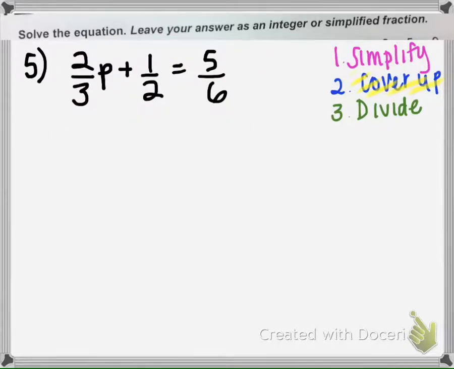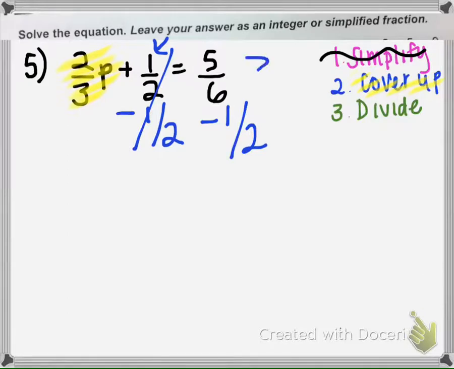All right, last question here. So this problem has all fractions within it. One way to do this is you can follow the steps that we've been following, which we can't simplify this, so we skip step 1. Step 2 is we cover up the variable term and we look next to it, and that tells us what to get rid of. So we're going to subtract 1/2. And then we're going to have to do 5/6 minus 1/2, and then multiply by 3/2 to both sides. So that's one way to follow the normal equation steps.